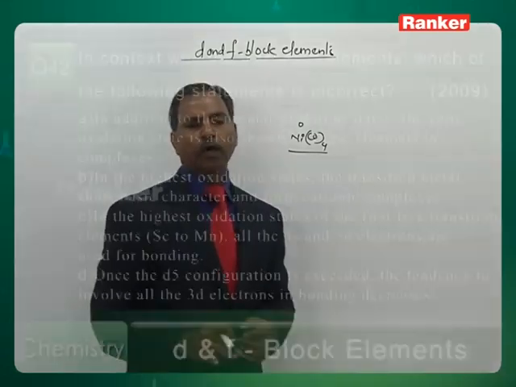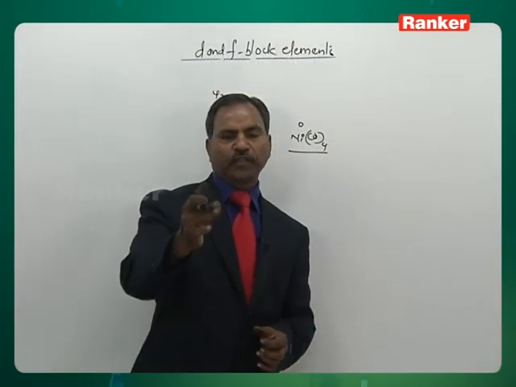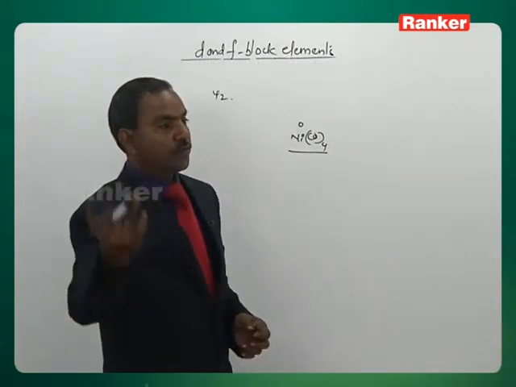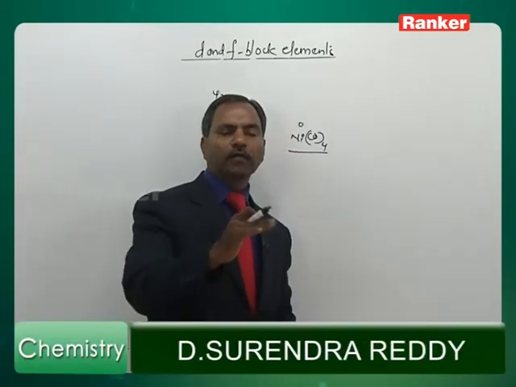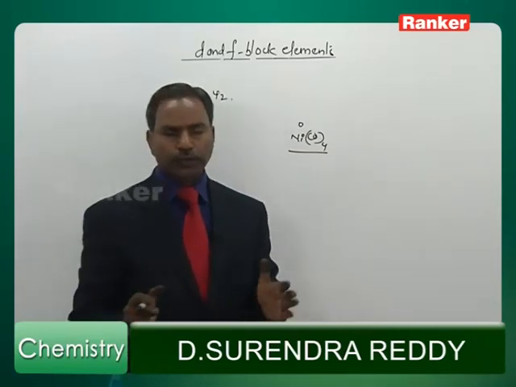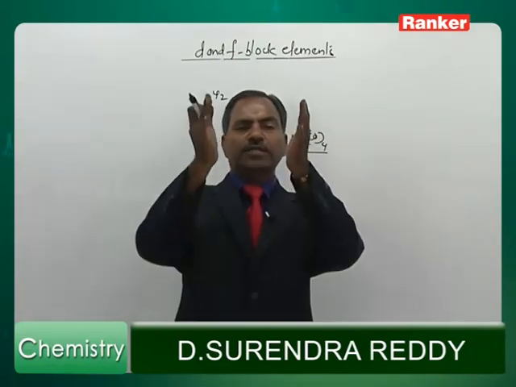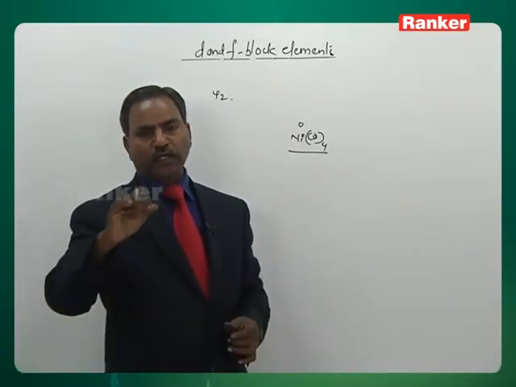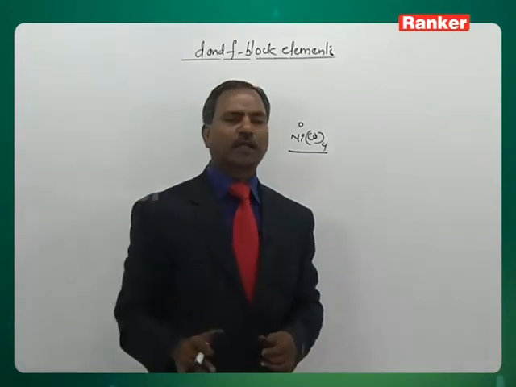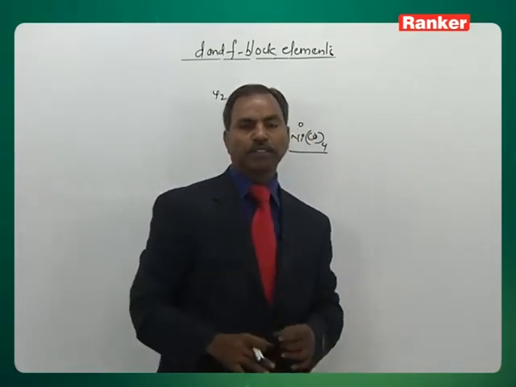Yes, that is correct. Coming to option B: in the highest oxidation state, the transition metals show basic character and form cationic complexes. That is wrong. I explained while discussing transition metals that for a metal with different oxidation states, the metal ion with lower oxidation state is more basic, and the one with higher oxidation state is acidic. In the highest oxidation state, they show acidic character, not basic. So option B is incorrect here.